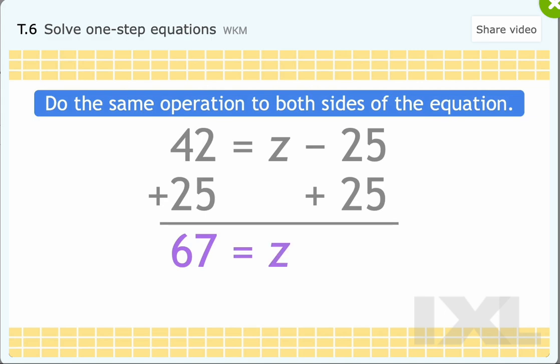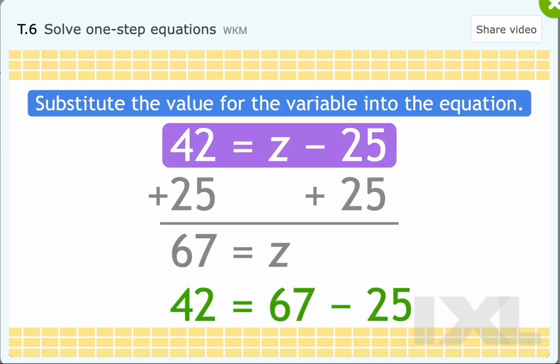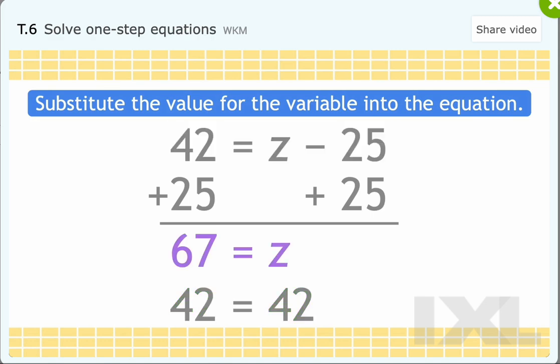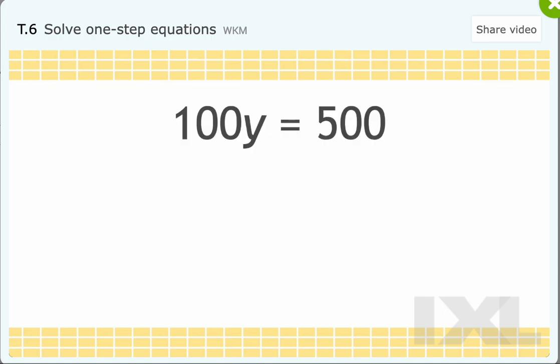Before we move on to the next problem, let's make sure our solution is correct by plugging in 67 for z in the original equation. Since the difference of 67 and 25 is 42, that means both sides have a value of 42 when z is 67. So 67 equals z is the solution to this equation. Let's solve this equation next.